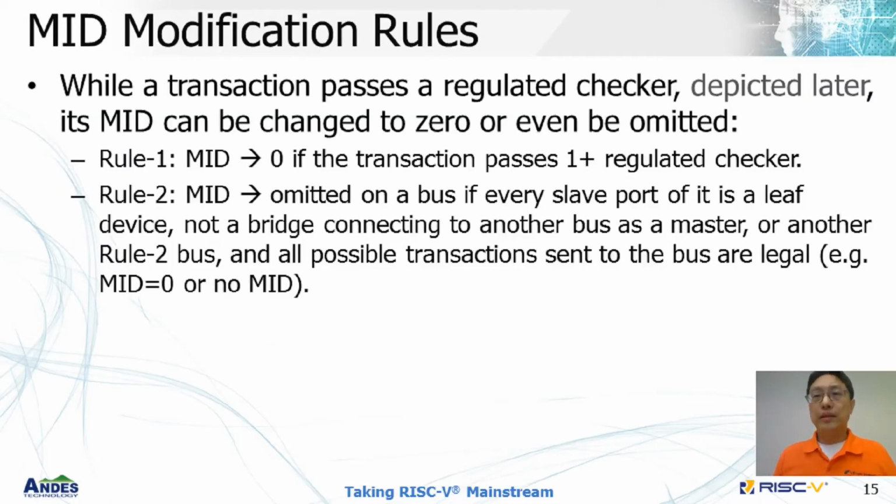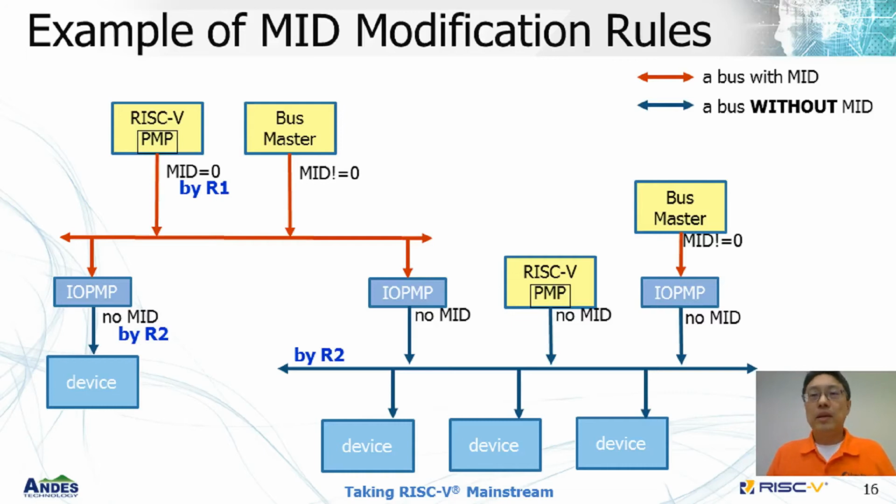We have two rules related to MID modification. When a transaction has been checked by a regulated checker, its MID can be changed to 0. That is rule 1. Furthermore, if all possible transactions on the bus are checked, there is no need for an MID on this bus. This describes a recursive form as rule 2. This is an example. According to the previous rules, we can deduce this result bottom-up. Some bus masters use a 0 MID, and some buses do not need an MID.